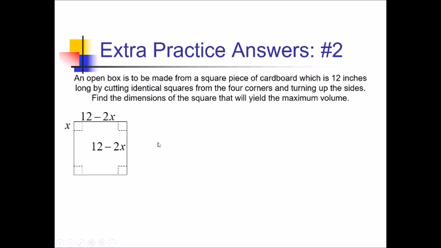And now to build my volume formula out of all those x's, I've got, in general, length times width times height. So that's going to be 12 minus 2x times another 12 minus 2x. So we could say 12 minus 2x squared, all of that times an x. So this is the function I'm actually going to try to maximize on my calculator.